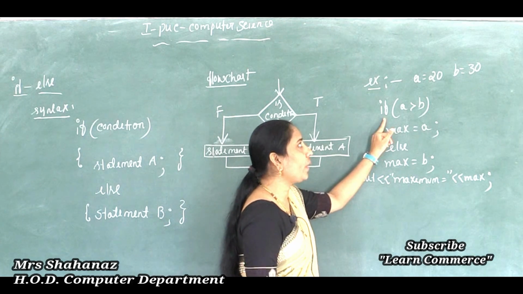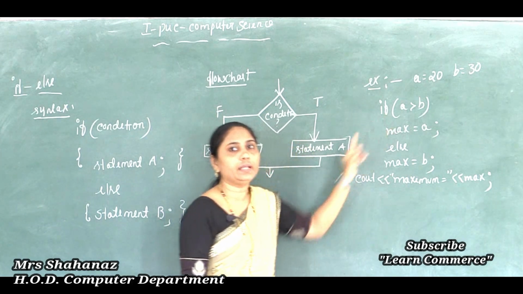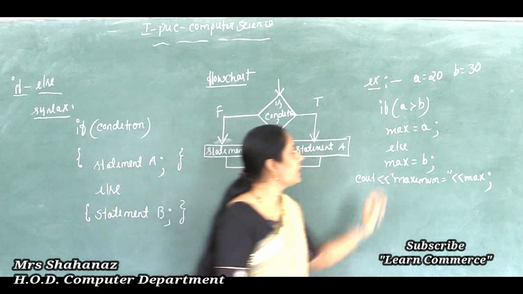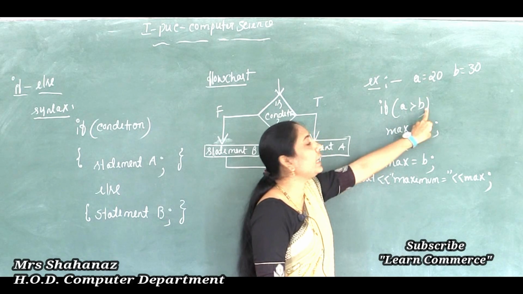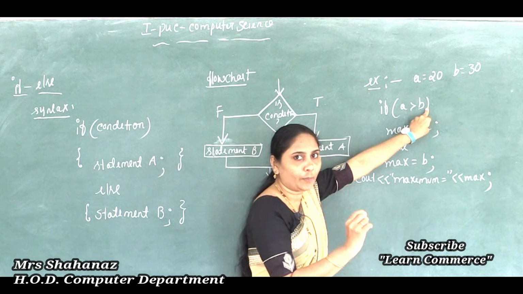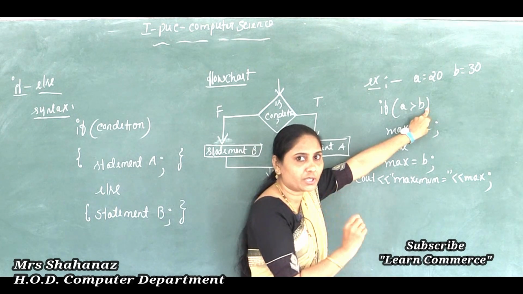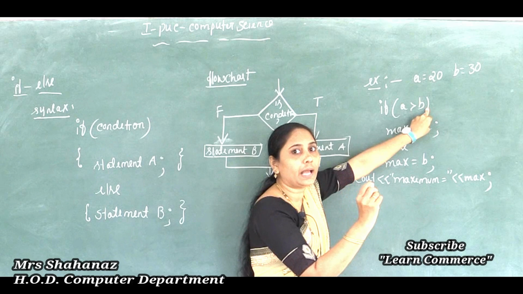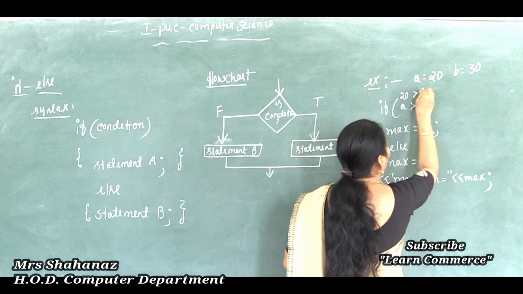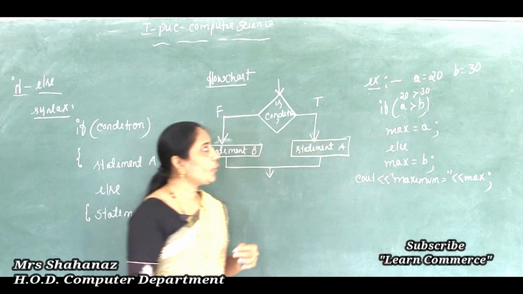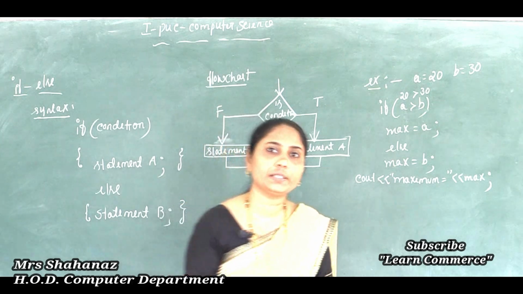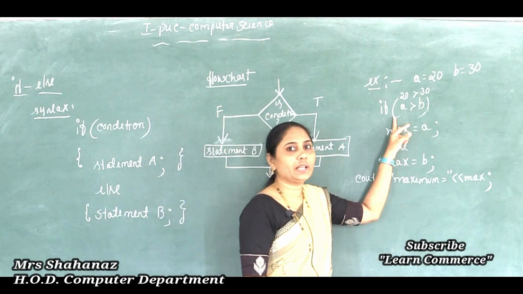Now after providing some values to the variables A and B, I am using the condition. The condition is if A value greater than B. Clear this point here? What's the condition I am using here? A value greater than B. We know the A value is 20 and B value is 30. Now when you check such a condition, whether 20 is greater than 30, that means the condition is false.